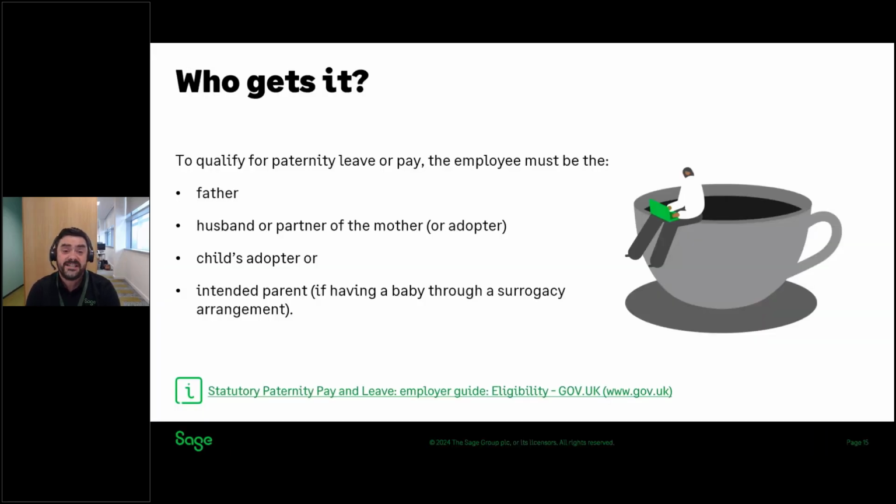Now, unlike the maternity leave, statutory parental leave isn't a day one right. So to get the leave at all, as a statutory right, the employee would need to qualify. First of all, the employee must be either the father of the child, the husband or partner of the mother or adopter, the child's adopter, or the intended parent if they're having a baby through surrogacy arrangements. And they'll complete a declaration declaring that they are one of these roles. There are other qualifying conditions as well.